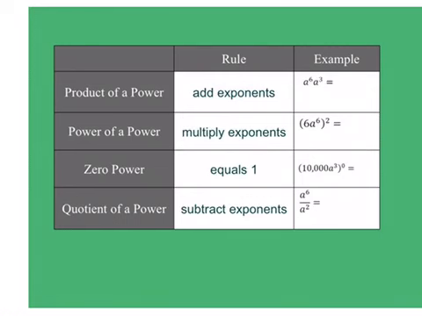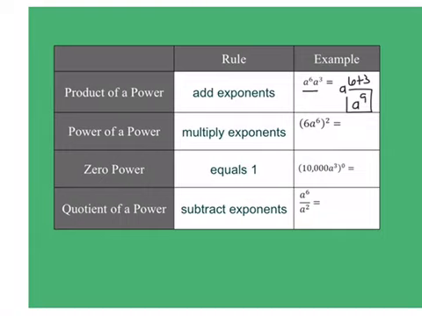So we've seen these before. These are our power properties. So let's go ahead and review those a little bit. When we have a product of a power, or when you are multiplying powers, we add the exponents. So if I'm looking at a to the 6 times a to the third, I do 6 plus 3, so a to the 6 plus 3, which is going to give me a to the 9th. So when we multiply, we add.